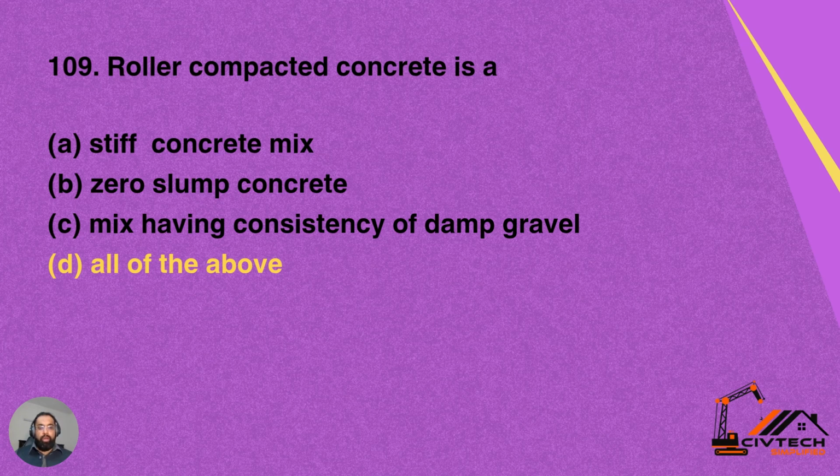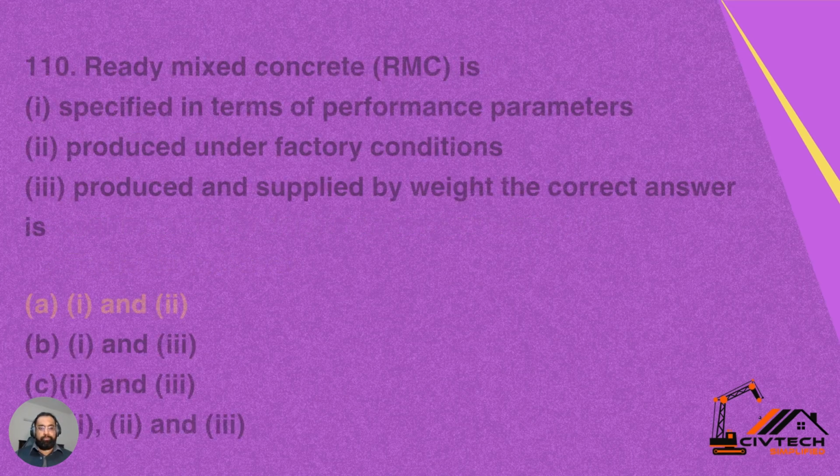Question number 109. Roller compacted concrete is option A, stiff concrete. Option B, zero slump concrete. Option C, mix having consistency of damp gravel. D, all of the above. So all these options are correct for roller compacted concrete. This concrete mix is stiff. It has zero slump. It's thick, with no workability. So it's mixed with a heavy consistency of damp gravel. So all these options are correct.